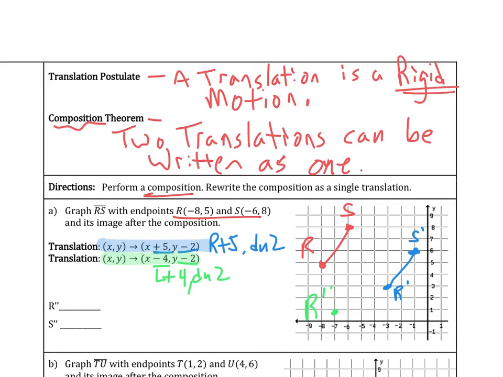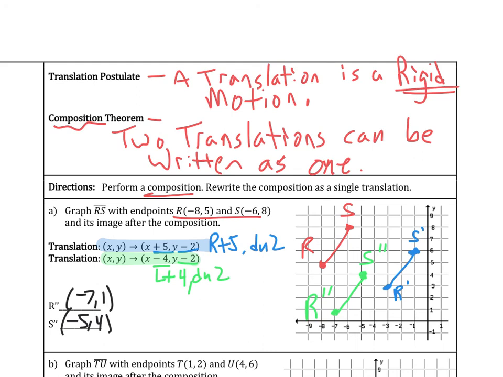And we're going to call that R double prime. And then we're going to go left 4, 1, 2, 3, 4, and down 2 to right there. And that is S double prime. Okay, so we're going to put 2 apostrophes. It's like the new point. All right? And the coordinates here end up being -7, 1. That's the new R, -7, 1. And then, what do we have? -5, 4. Okay, so -5, 4. All right, so that's a translation there.